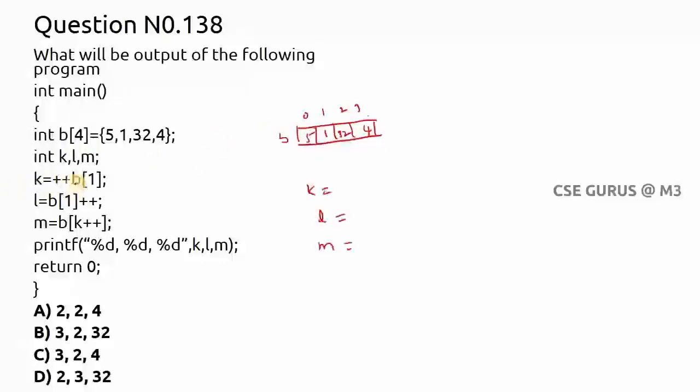First, k equals what? k equals ++b[1]. What is the b[1] value? 1. It has to be incremented first. Why? Because it is a pre-increment. So first increment it by 1, it will become 2. Now 2 has to be assigned to k. So the k value will become 2.